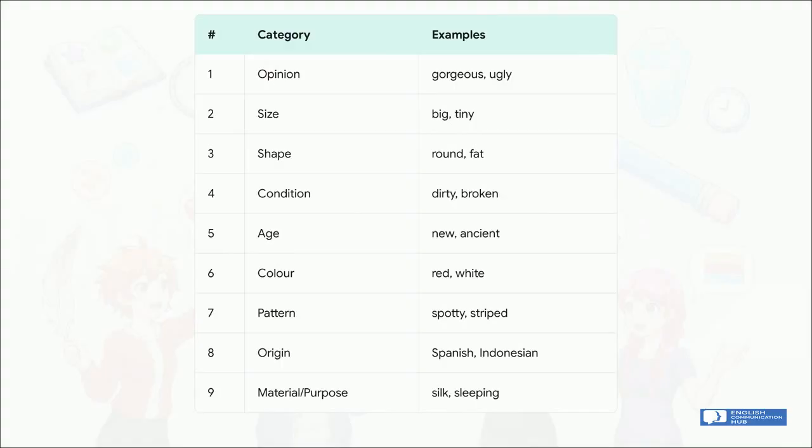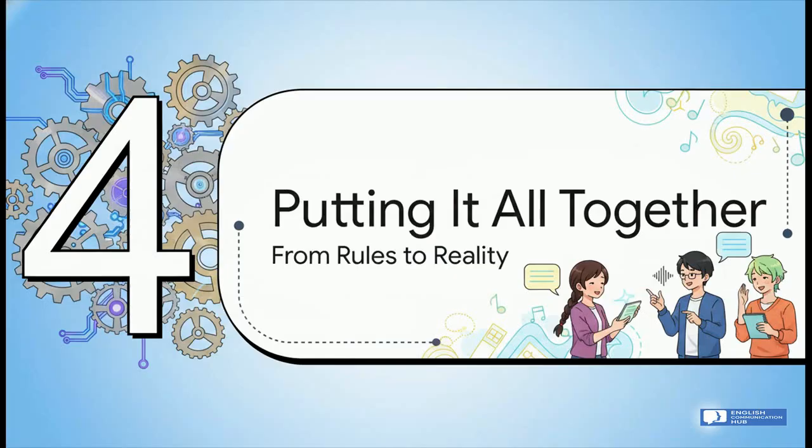First up, you've got your opinion. That's what you think about it. Then comes size, followed by shape, condition, and age. After that, we get more specific with color, pattern, and origin, like where it's from. And we finish up with what it's made of, the material, and finally, its purpose. That's the whole sequence. Okay, I know that might look like a lot to remember, but trust me, it's so much easier when you see it in action.